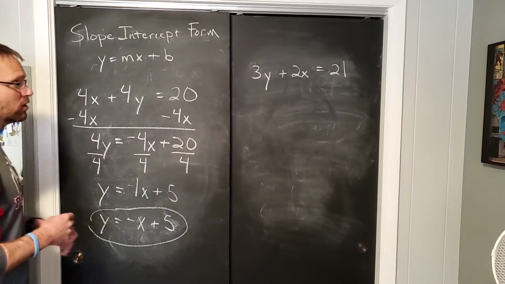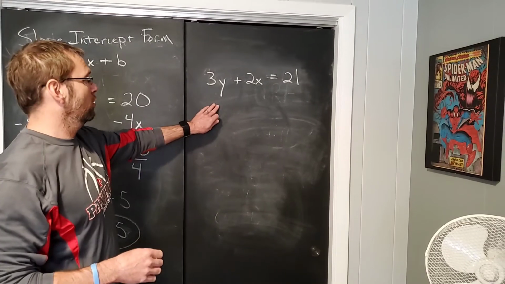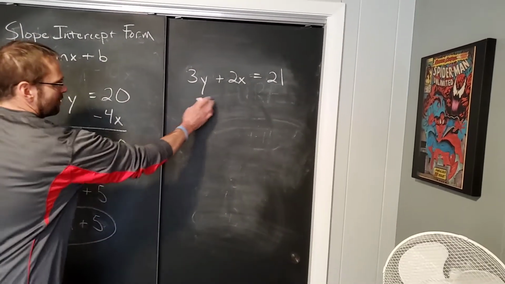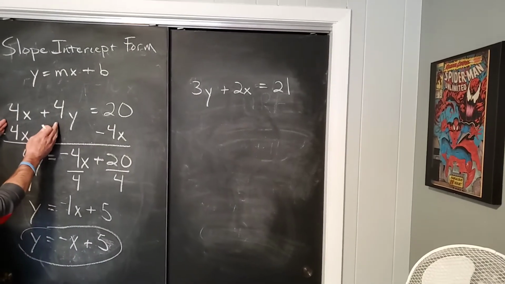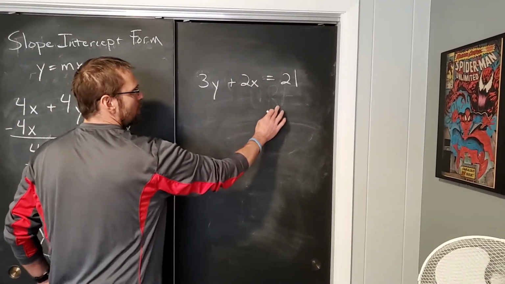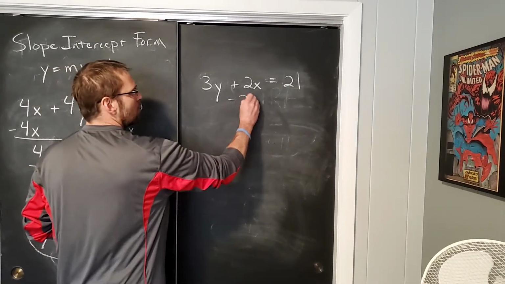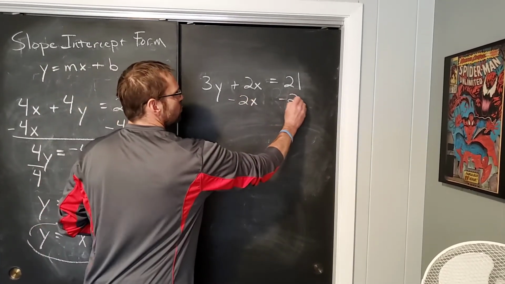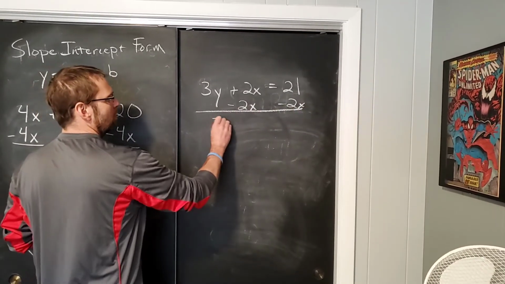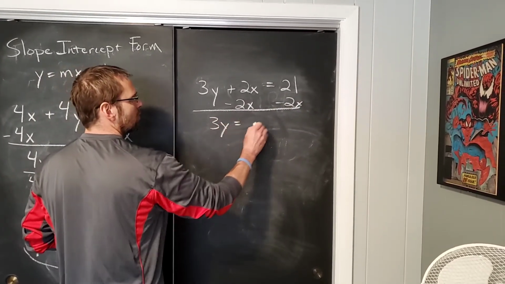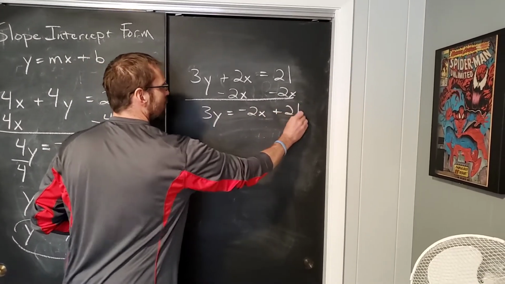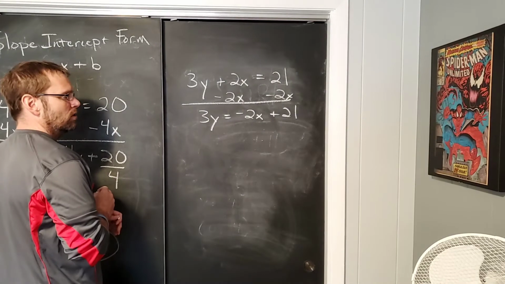Okay, so if I come over to this one, this one's going to turn out a little bit different at the end, a little bit more goofy. Same first step, though. Notice I've got a little bit different order, and that's okay. I'm going to get rid of this x value first by moving it over to the other side. So I'm going to subtract 2x from both sides. I end up with 3y equals. Over here, I'm going to write it in the correct order right away. It looks like that: negative 2x plus 21.